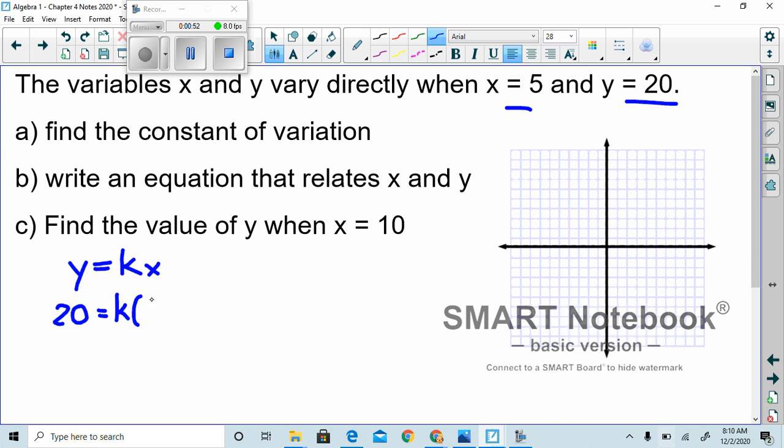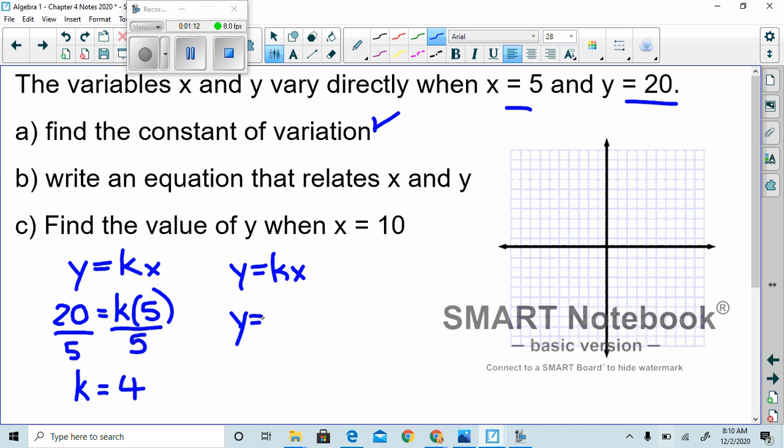We're solving for k. One inverse operation. We find out the value of k is 4. We found the constant. Second thing, they want us to write the equation. Well, if we go back to the model and we replace what we just found, keeping the x and y variables in place, our model is y is equal to 4x.